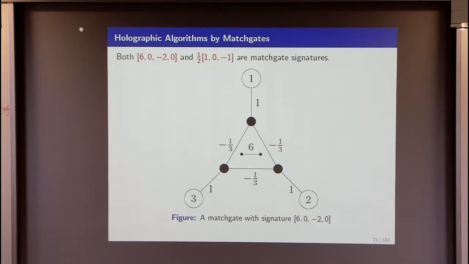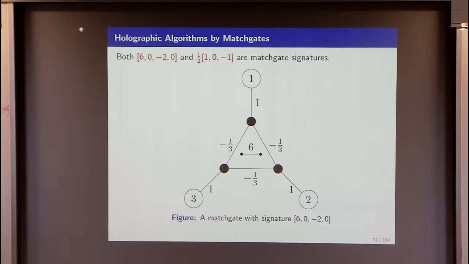Then this must be matched here, and this must be matched there. This is just giving you a scalar 6. So this is a minus 2. And if you take none out, then this must match, this must match, this must match. You get 6. So this is just an example of a match gate.